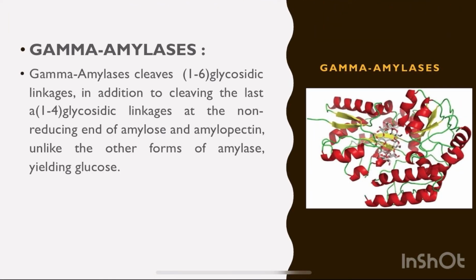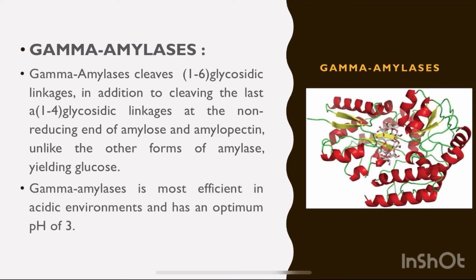Next one is the gamma amylases. Gamma amylases cleave 1,6 glycosidic linkages in addition to cleaving the last alpha 1,4 glycosidic linkages at the non-reducing end of amylose and amylopectin, unlike the other forms of amylase, yielding glucose. Gamma amylase is most efficient in an acidic environment and has an optimum pH of 3.